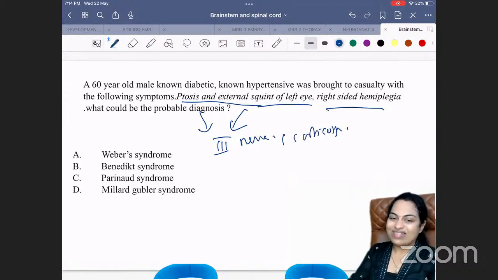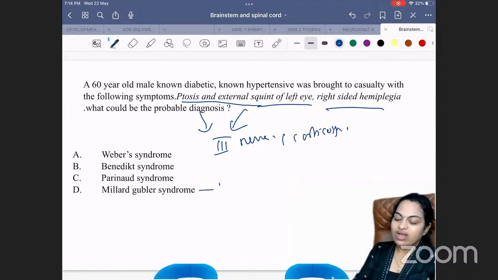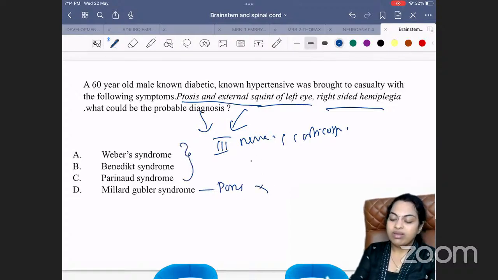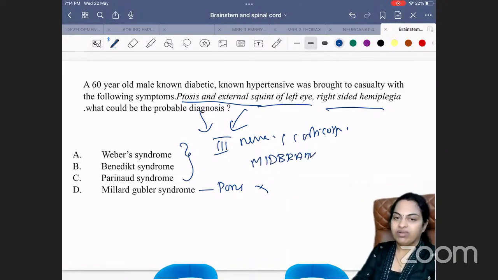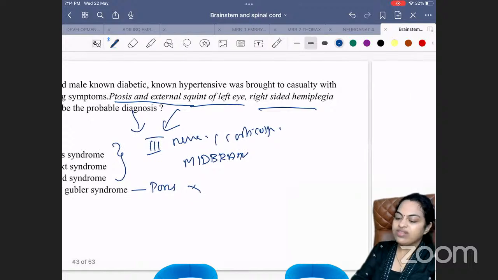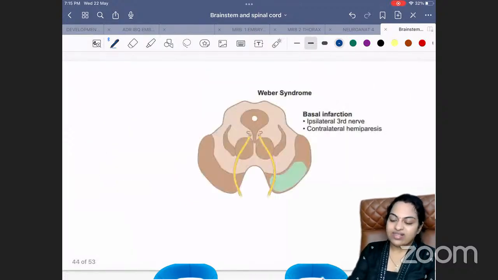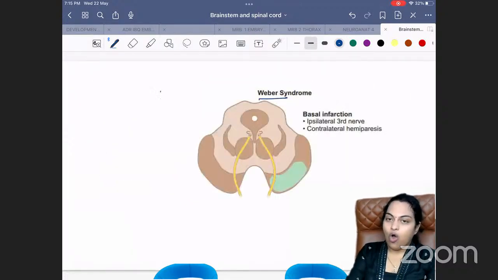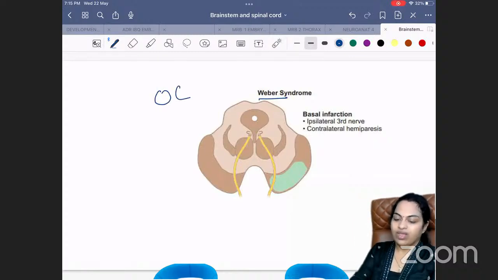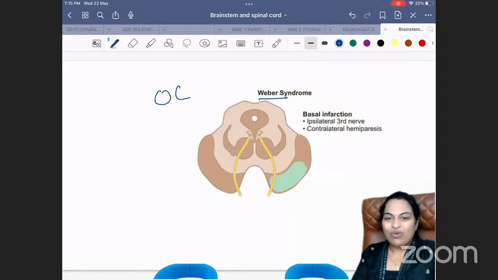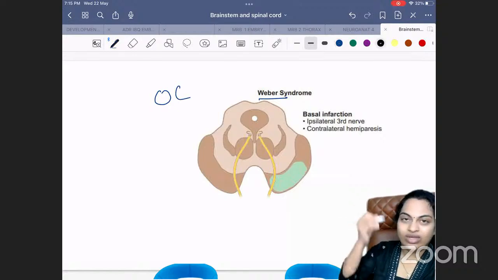So what are these syndromes? Just now we saw Millard-Gubler syndrome, so it's not related. Third nerve is related to the midbrain. And all these three syndromes that you see, they're related to the midbrain. What is Weber syndrome? The oculomotor nerve and the crus cerebri are involved. So what are the features of oculomotor nerve syndrome? I'll just give you a clue or mnemonic, okay?